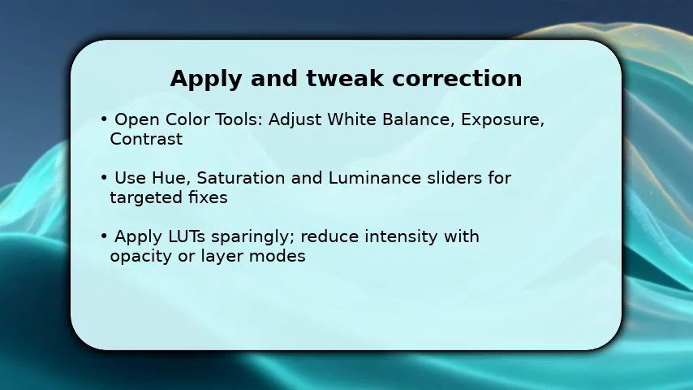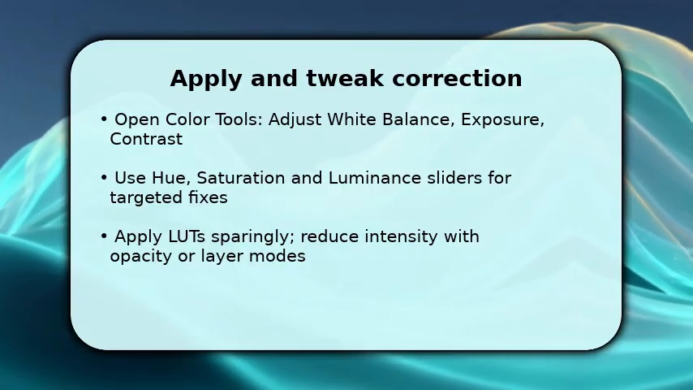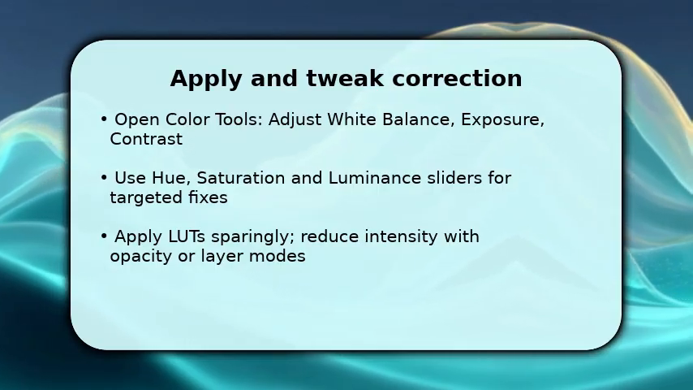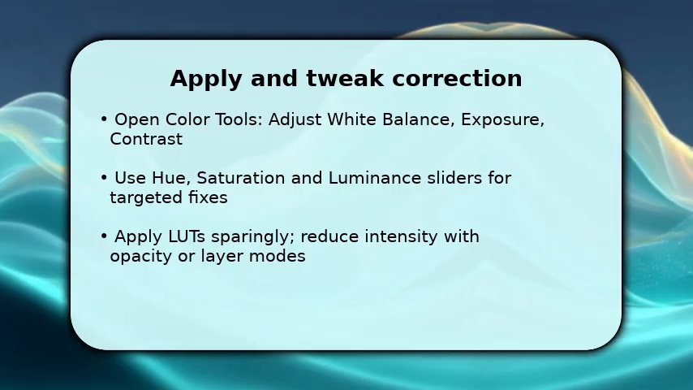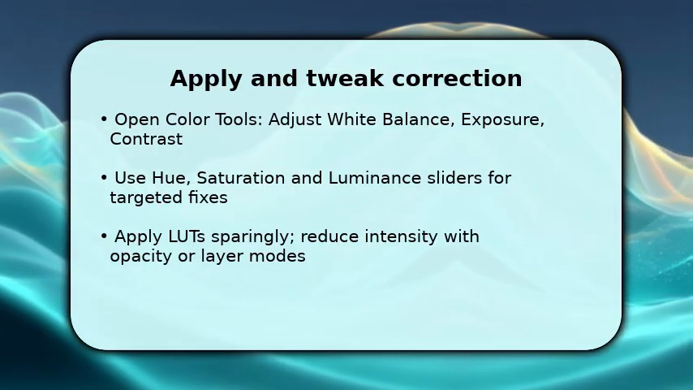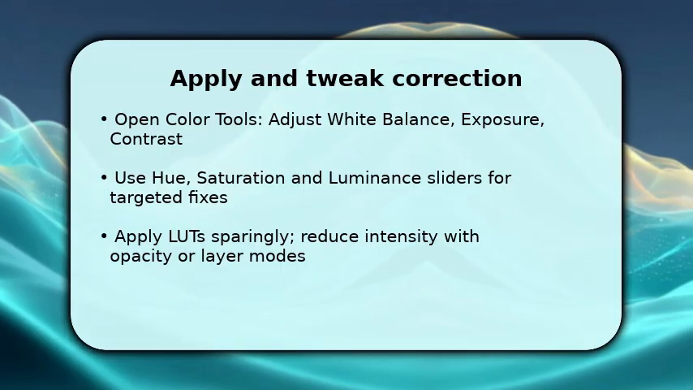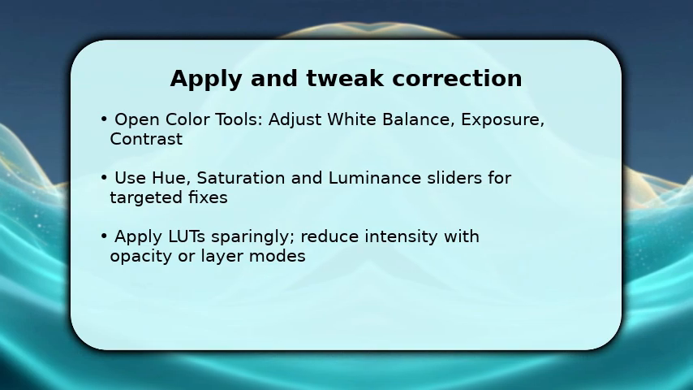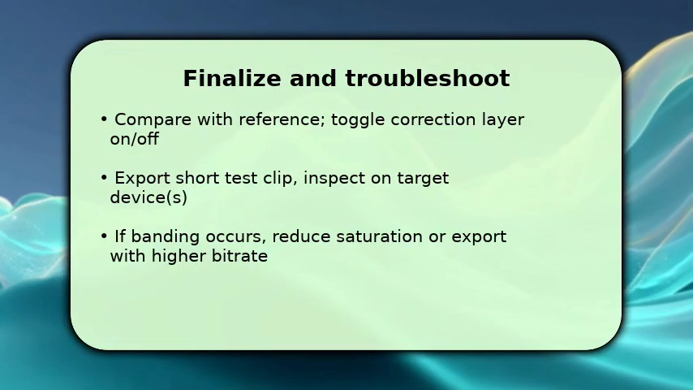Then refine using HSL sliders to fix specific color casts. Lower a saturated channel, lift luminance to reveal detail. If you use a LUT, dial its strength with opacity or blend modes, so the image remains natural and consistent. Finish by comparing the corrected clip to your reference and toggling the correction layer to check for overcorrection.